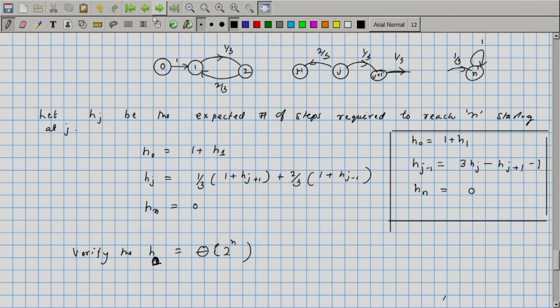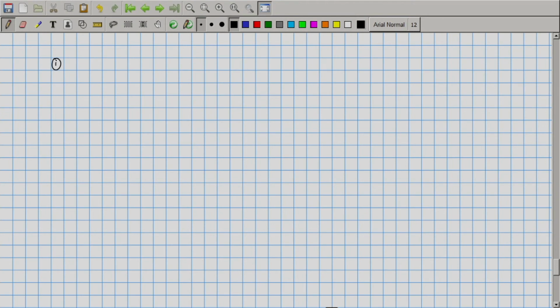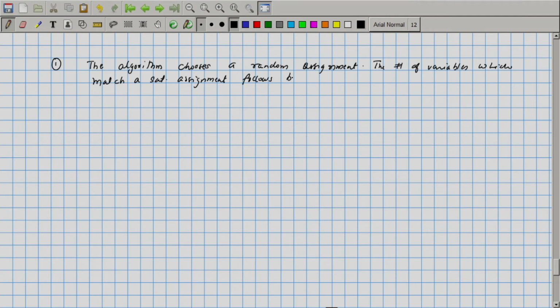So, two key things. So, first thing is the algorithm chooses a random assignment. Okay. When it chooses a random assignment, the number of variables which match a satisfying assignment follows the binomial distribution.